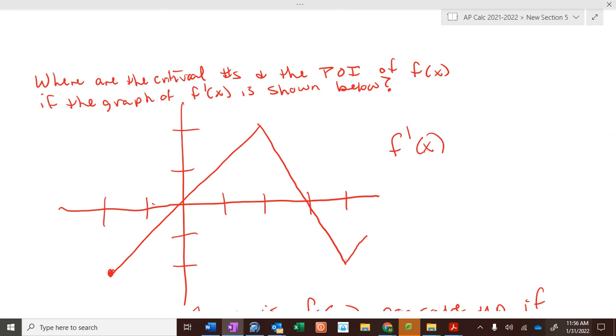Okay, so let's look at the critical numbers first. Critical numbers are what? Mins and maxes are critical numbers, okay? So where the graph crosses the x-axis are your critical numbers in this case. 0 and 3 are critical numbers.